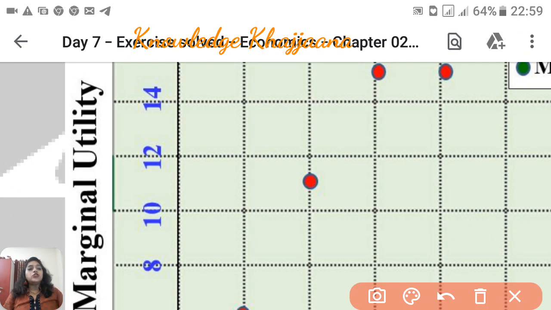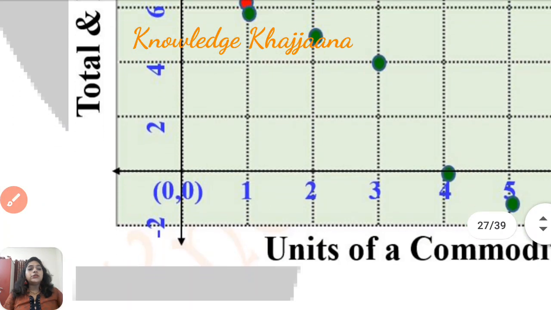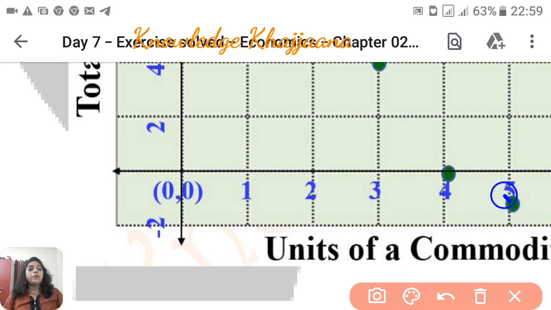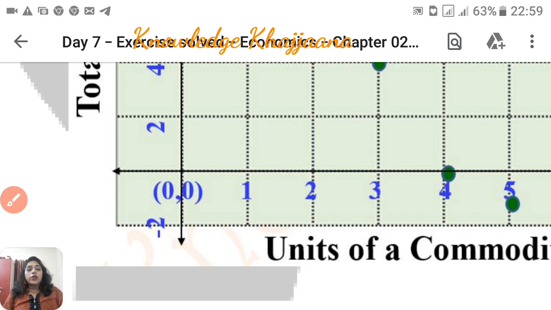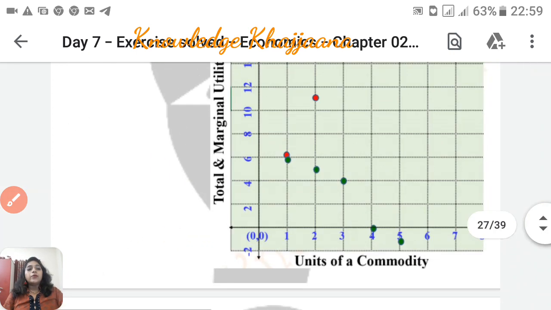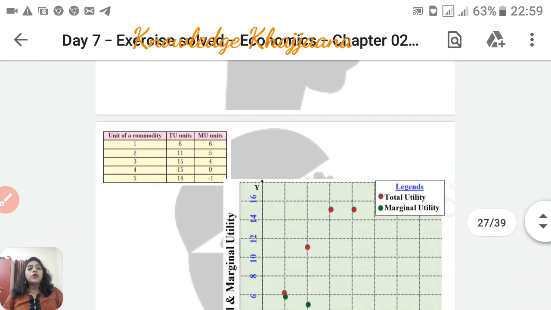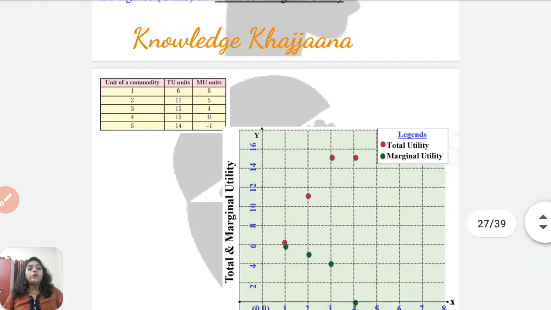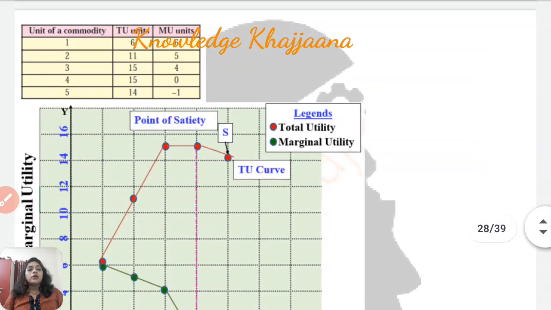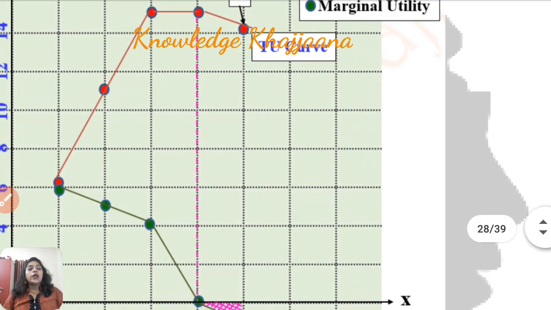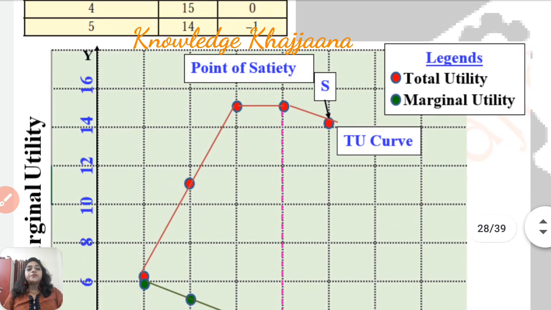When the consumer consumes the fifth unit of the commodity, the total utility goes to 14 and the marginal utility reaches -1. See, this is -1. So with this we have plotted the points according to this data, and now we will plot the curve. I have plotted the curve also for you.